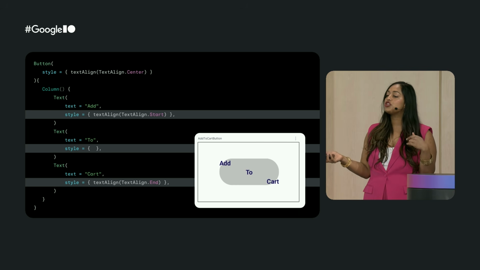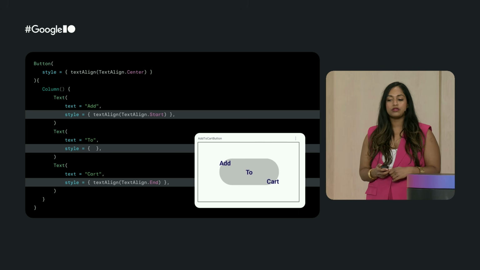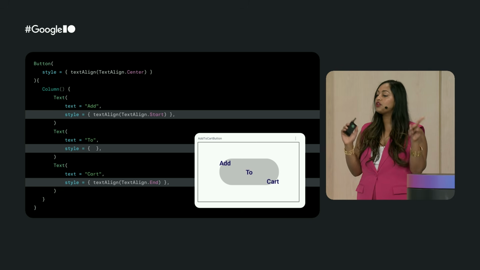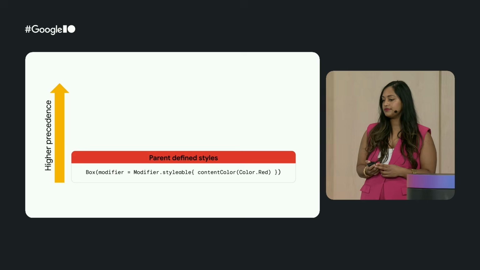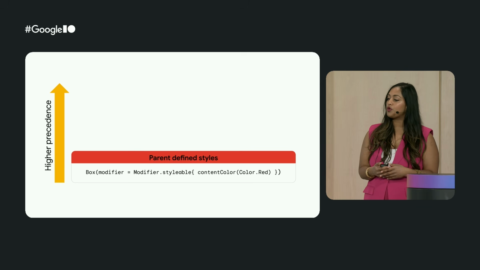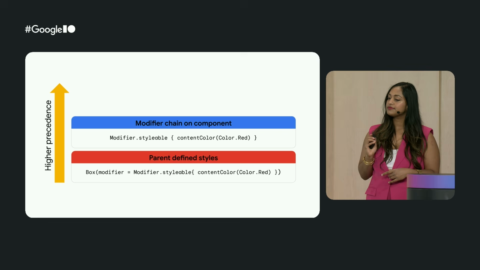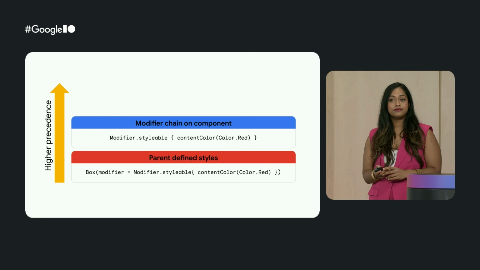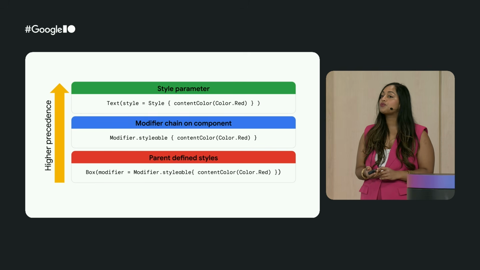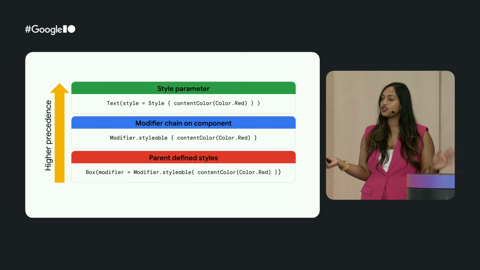But then, if you added direct text align style parameters on a text composable, that would take precedence over the inherited parent composable. Here, add and cart are overriding the center text align, and to is not, so it's still inheriting the button's text align. The lowest item on the precedence totem pole is the parent-defined styles. And then, if you provide a modifier on your component that sets the style, that will have a higher precedence than the parent-defined style. And then finally, setting a direct style parameter has the most precedence. Again, this is only for certain text style properties which are inheritable.